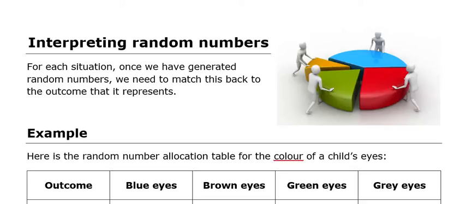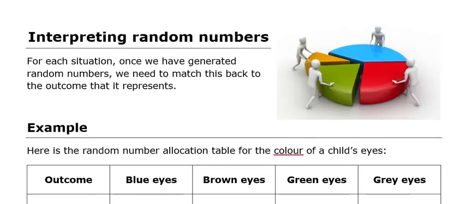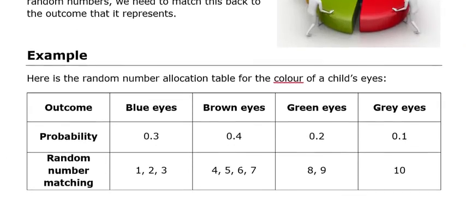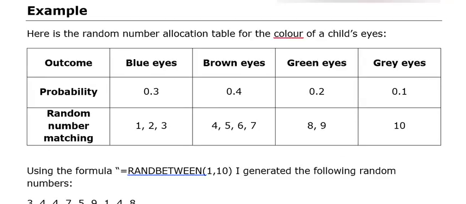We're now going to have a look in our plan section still about how we interpret the random numbers that we've generated. So we first of all have to decide on their definition beforehand, then we generate the random numbers, and then we turn those numbers back into an understanding of the context or the situation. So for example, we're looking at our colours of eyes.